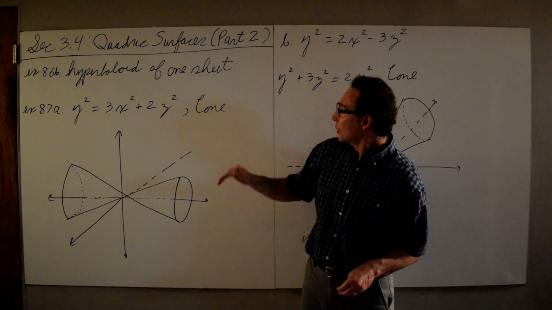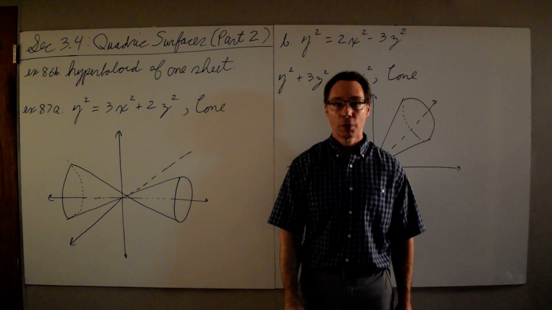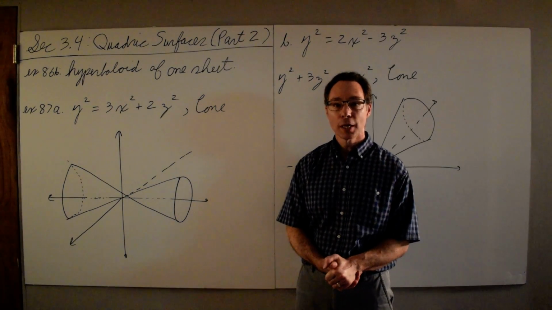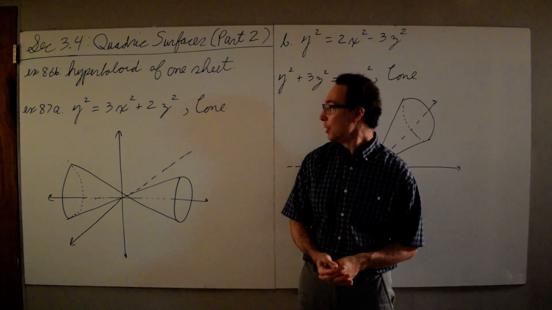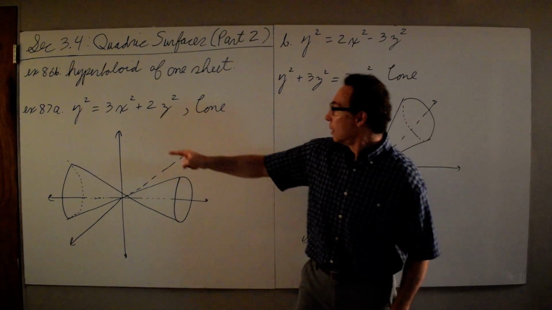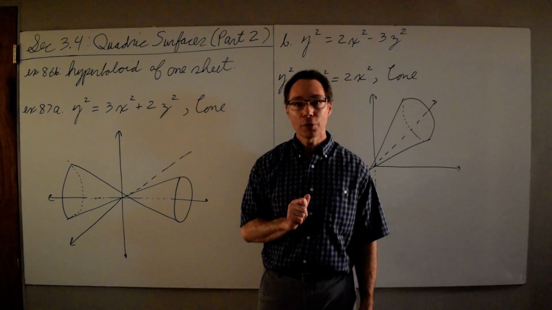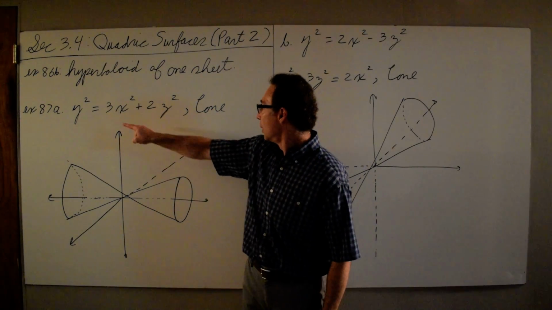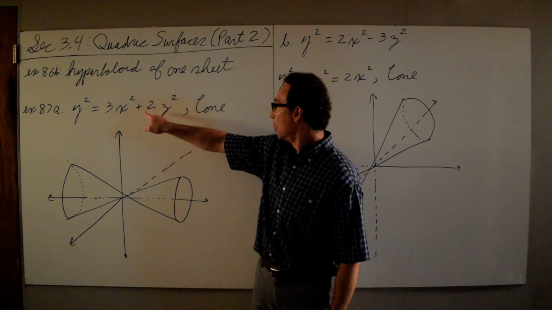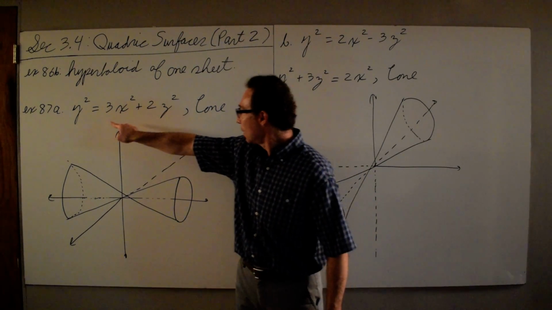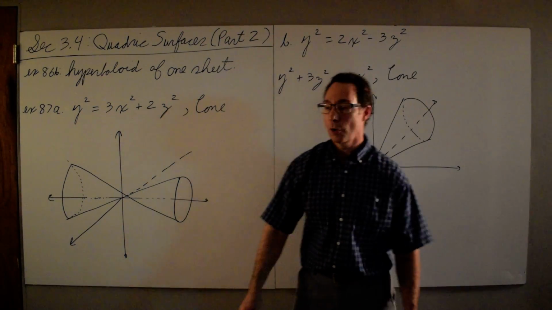So here we have example 87. We're looking at three surfaces and we want to identify them and sketch them. Now, here we have a cone. What is our clue that this is a cone? We have a quadratic term plus a quadratic term equal to a quadratic term.